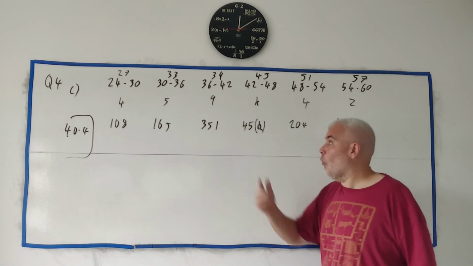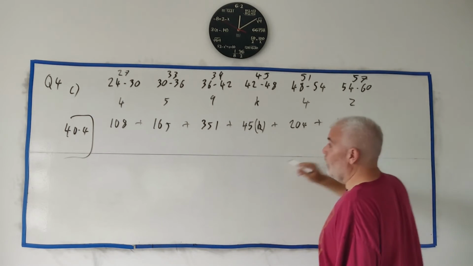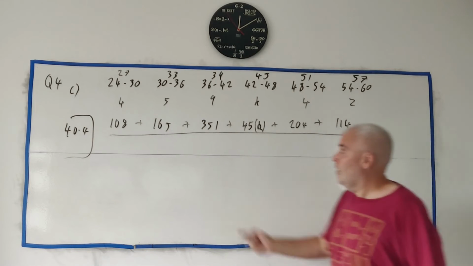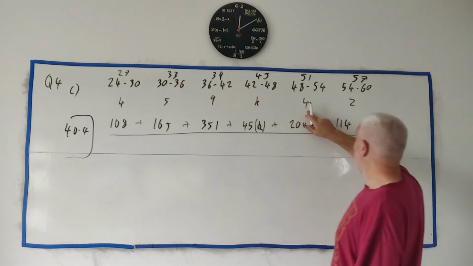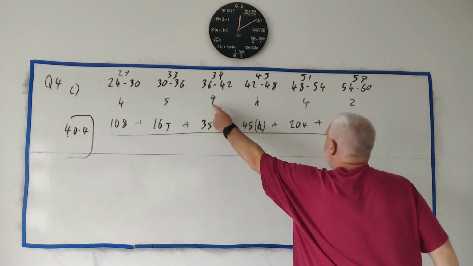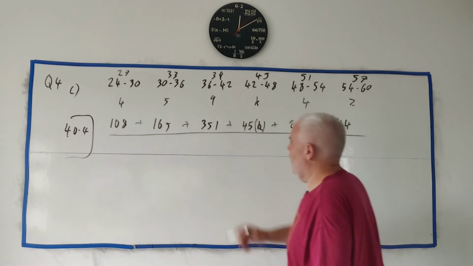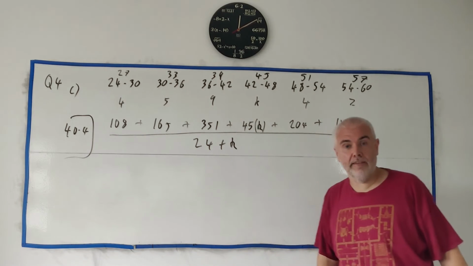How do we get the mean? We add all of this together and then we divide by how many people there are. How many people are there? There's 4 here, another 5, another 9, another 4, another 2. We add all that up. Let's see, that's 9, 18, 20, 24. There's our problem. It's 24 plus some unknown number k.